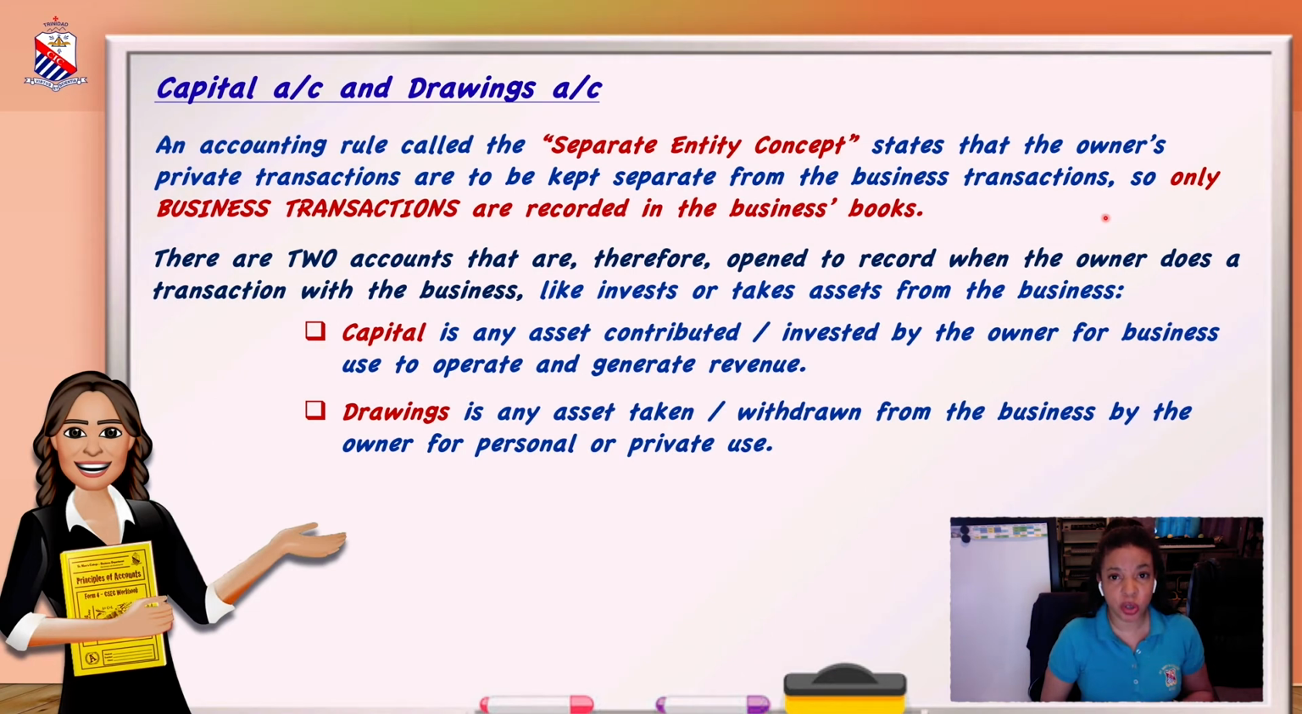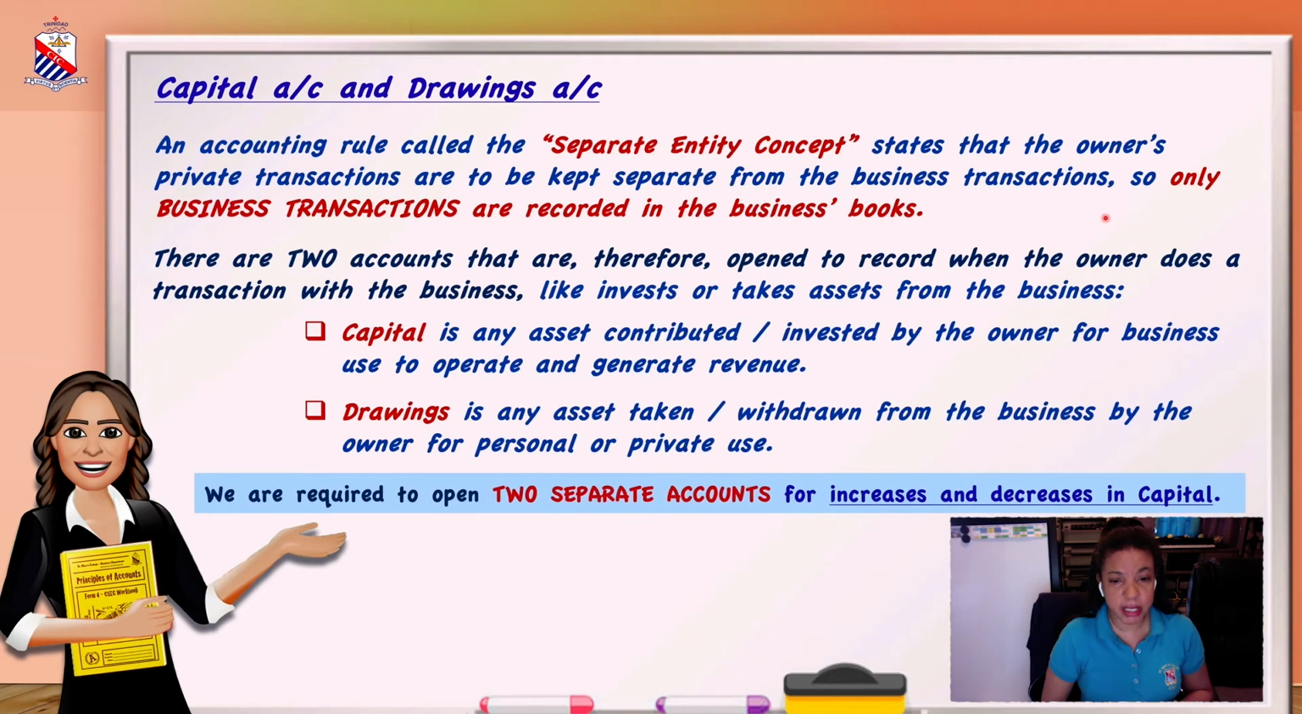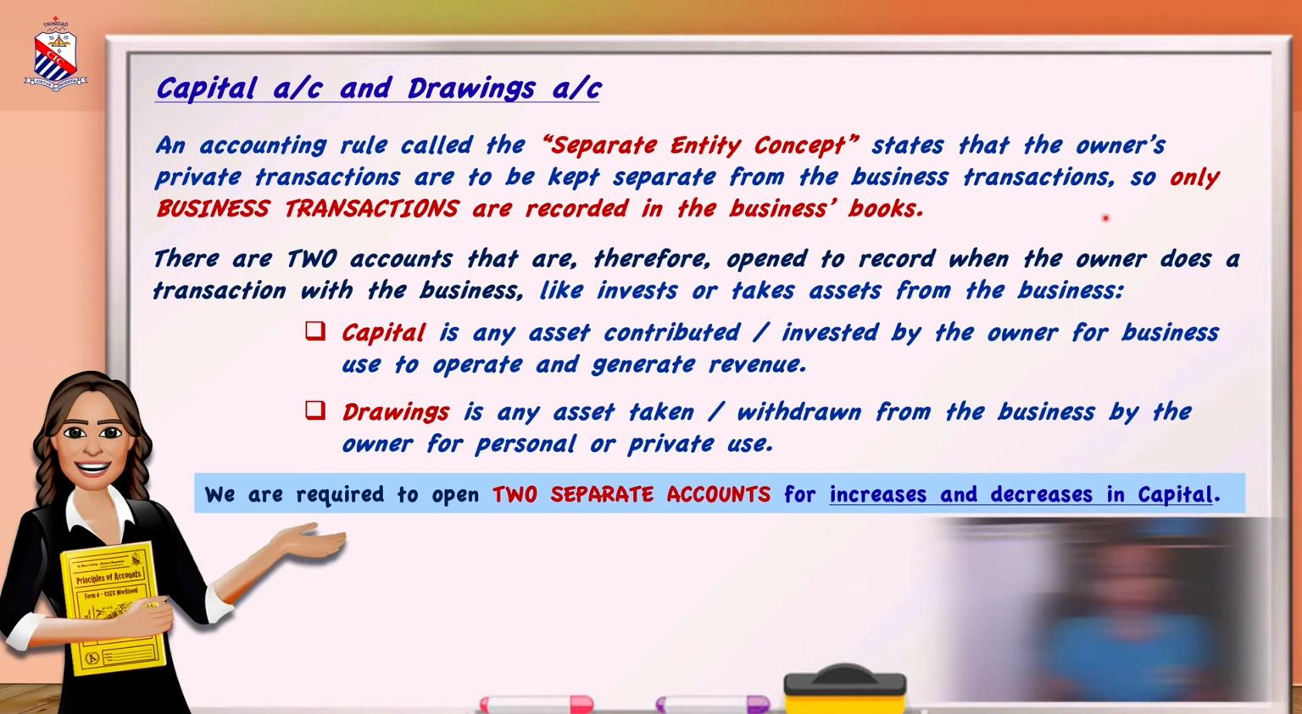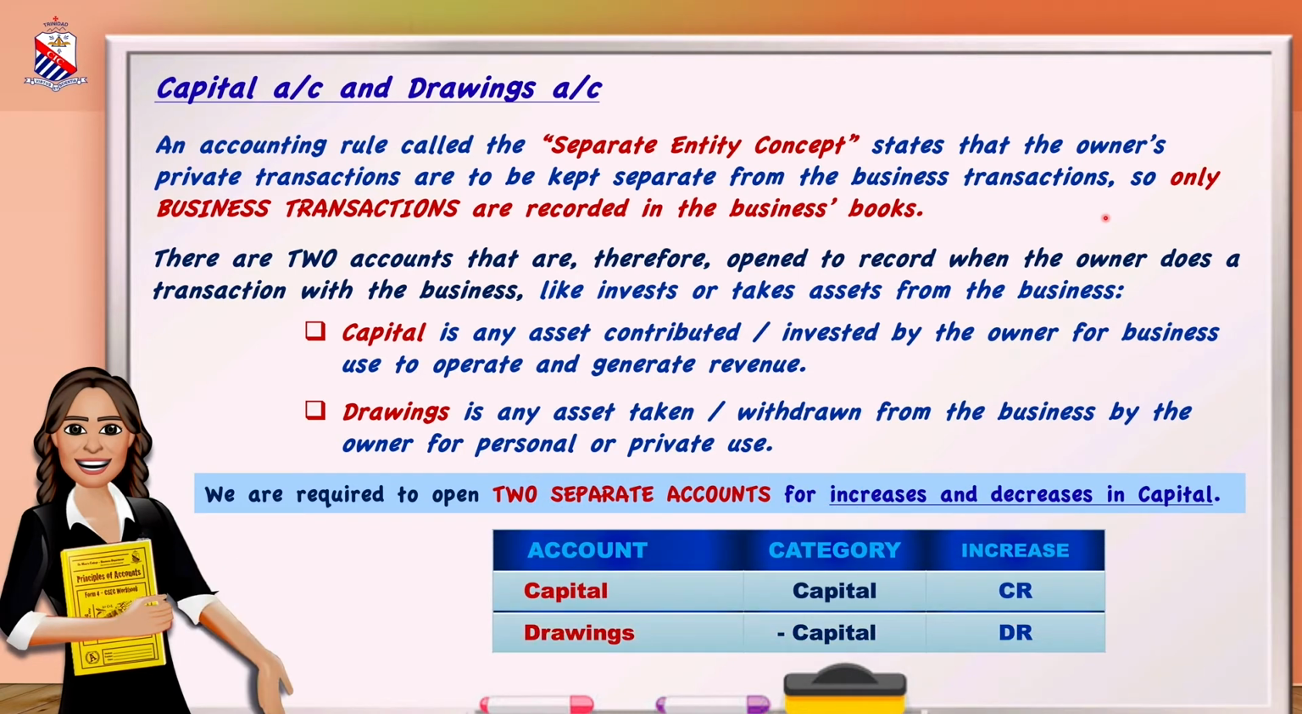So in terms of your notes, how you can put it: we are required to open two separate accounts for increases and decreases in capital. For the increase in capital, it will be your capital account credit. For your decrease in capital, it will be your drawings account debit. So you can pause the video and jot this down if you haven't already.